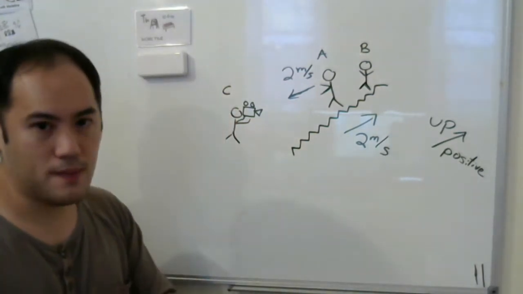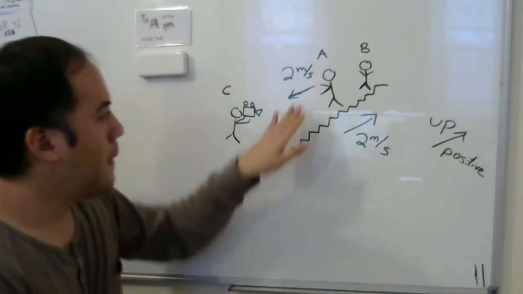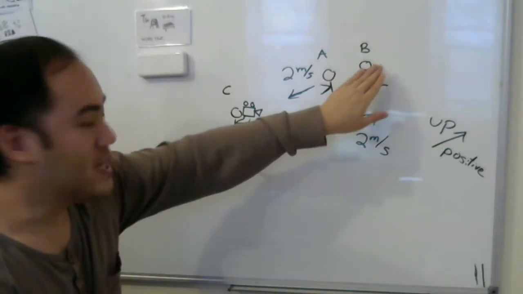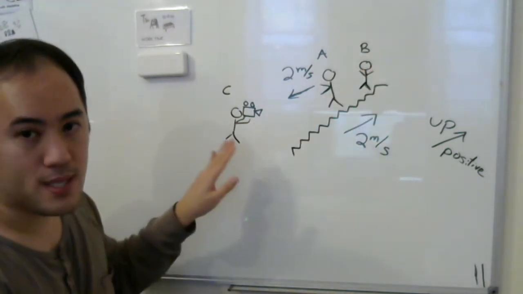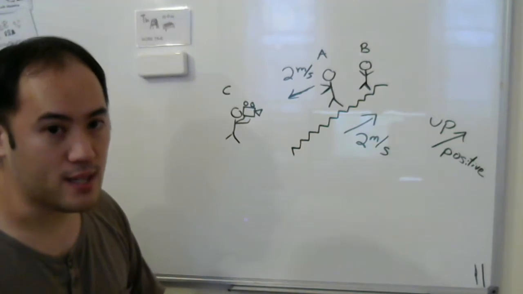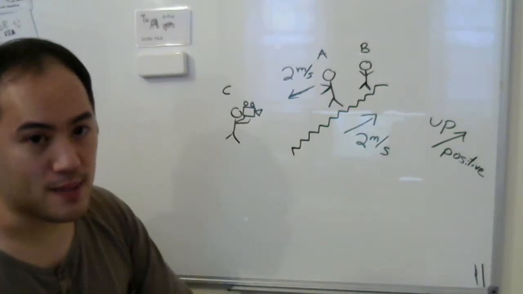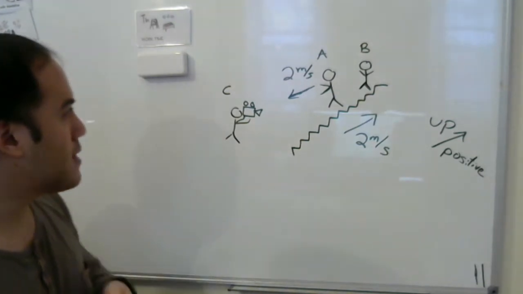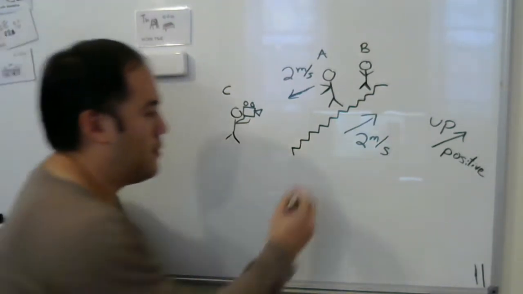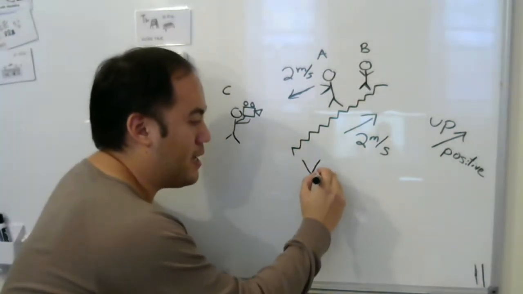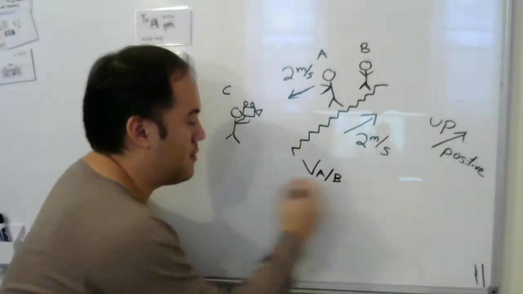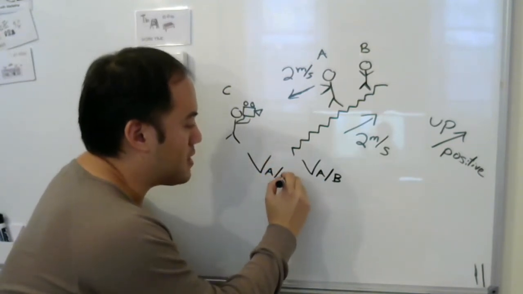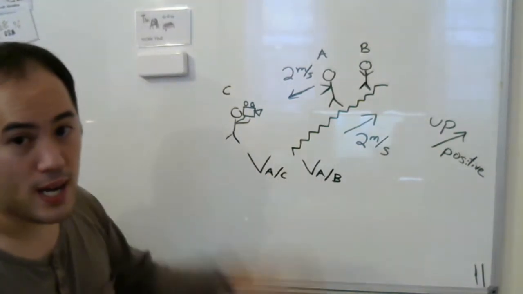There are two answers to this problem, and they're both correct. Person A was moving at 2 meters per second relative to person B. But person A was not moving at all, or moving 0 meters per second, relative to person C. Both are correct. We can write those velocities two ways: the velocity of person A relative to person B, and the velocity of person A relative to person C. They are not the same.